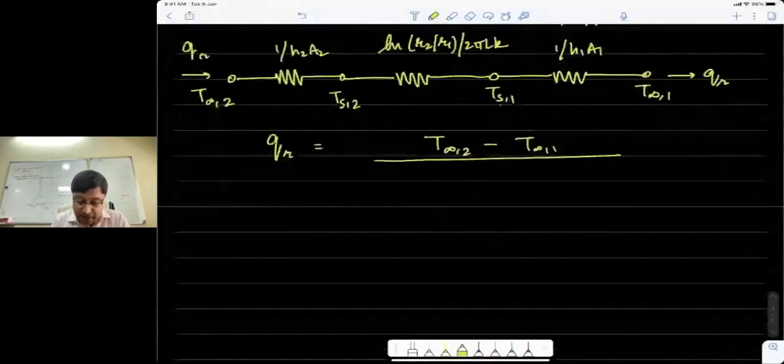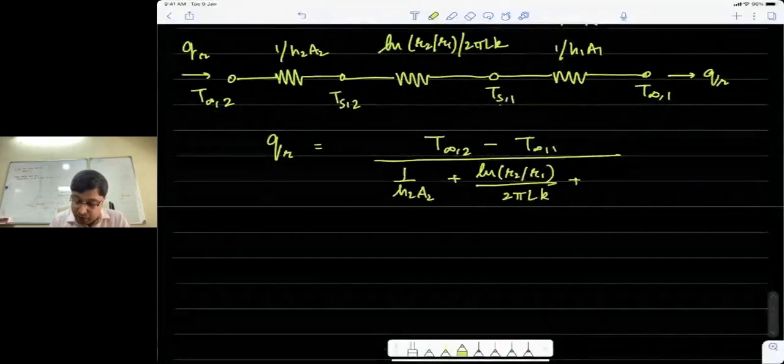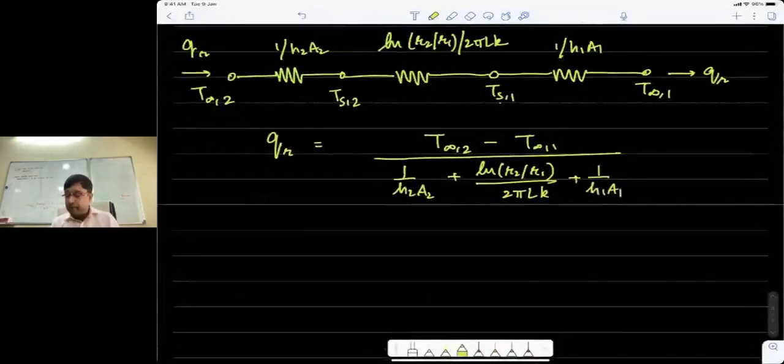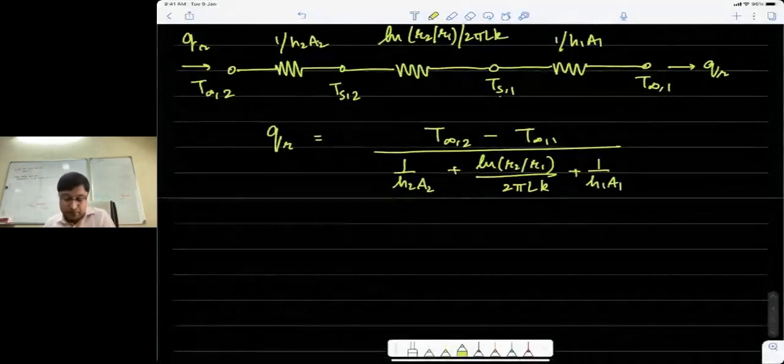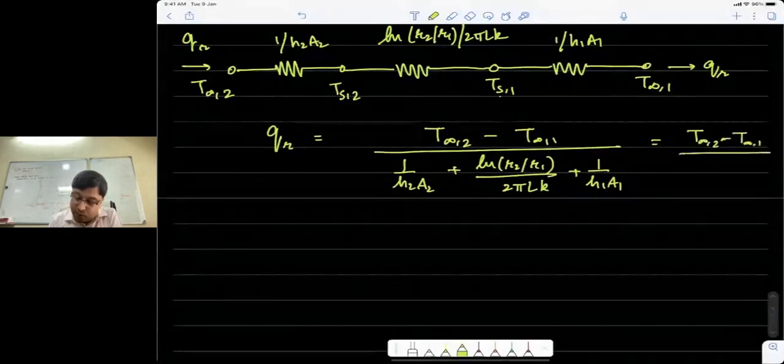The total resistance being 1 by H2A2 plus log of R2 by R1 by 2 pi Lk plus 1 by H1A1. Okay, so this I can say is the total temperature difference by total resistance.